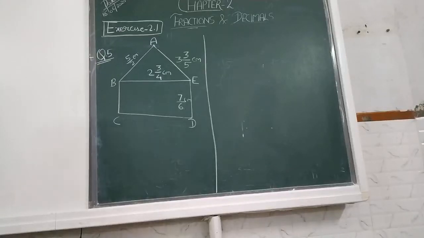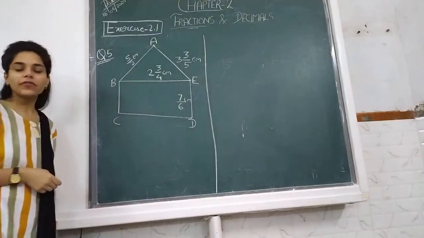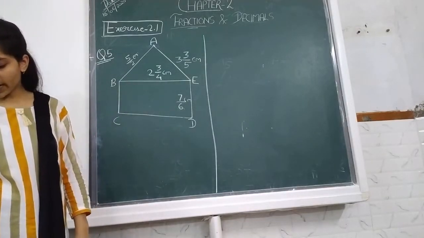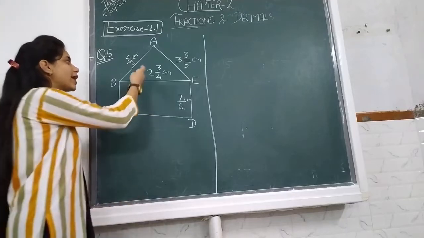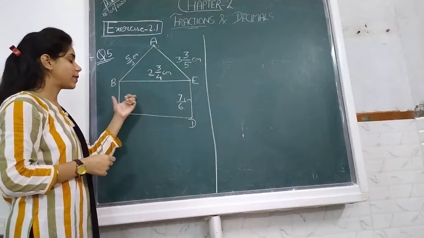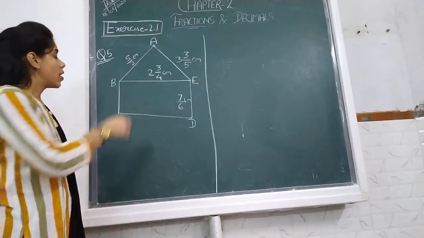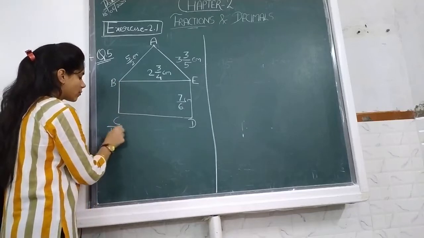Question number 5 is, we have one figure. This figure is a combination of triangle and rectangle. So we need to determine the perimeter of the triangle separately and the perimeter of the rectangle. So in this, first of all, the perimeter of the triangle.